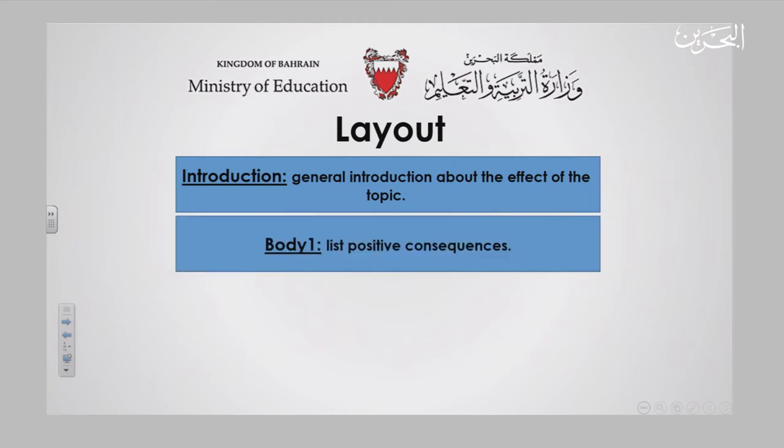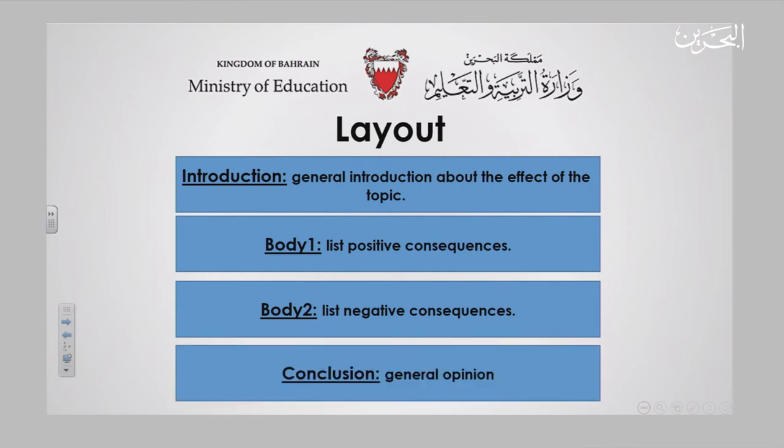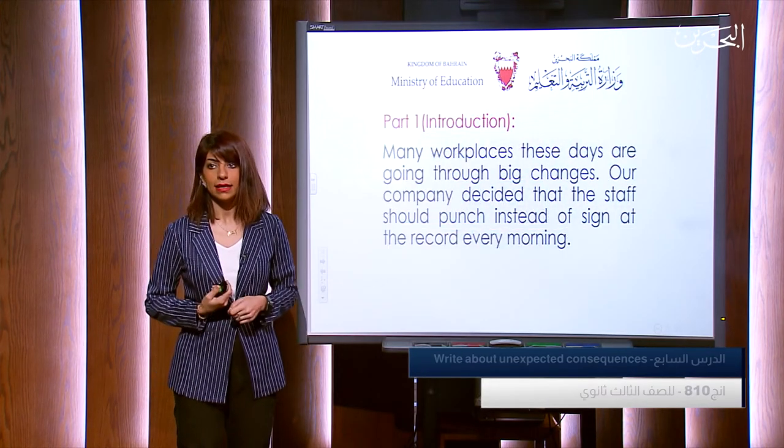There are two bodies, pay attention, because the first body will list positive consequences, the good things. Body two will list the negative consequences. And of course, we're going to end at the conclusion with a general opinion. What do you think? What is your point of view? Let's see now the writing together.